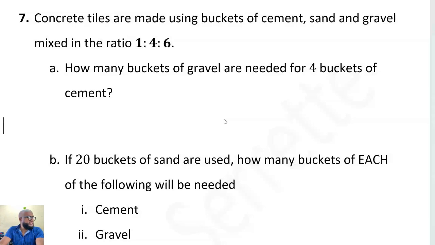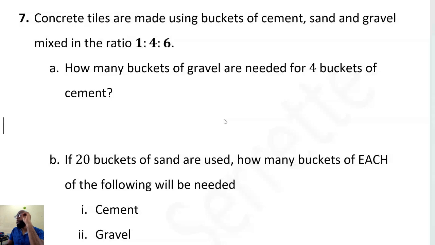You ever see how they mix cement, when you're mixing everything together? They put everything on the ground and then throw a bag of cement on it and mix it up. So the mixture that CSEC is saying is that they put 1 bucket of cement, 4 buckets of sand, and 6 buckets of gravel. Everybody good there? How many buckets of gravel are needed for 4 cement?